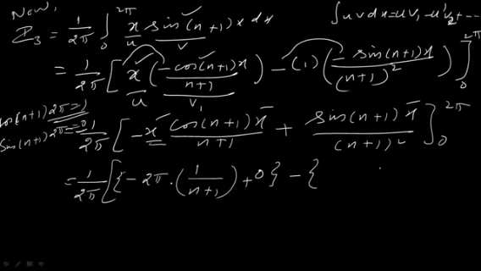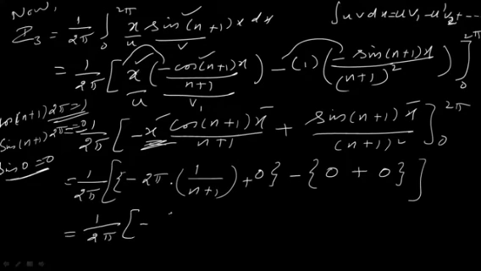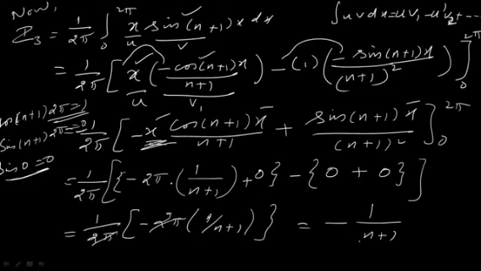So minus, coming to the lower limit, if you replace this x by 0, 0 into anything is 0, plus sine n plus 1 0, sine 0. You know the value of sine 0. Sine 0 is 0. So there is no lower limit. Simplifying this, you get 1 by 2 pi of minus 2 pi of 1 by n plus 1. Right. So what happens? Here 2 pi and 2 pi being cancelled. So you have minus of 1 by n plus 1. So your I3 is equal to minus 1 by n plus 1.